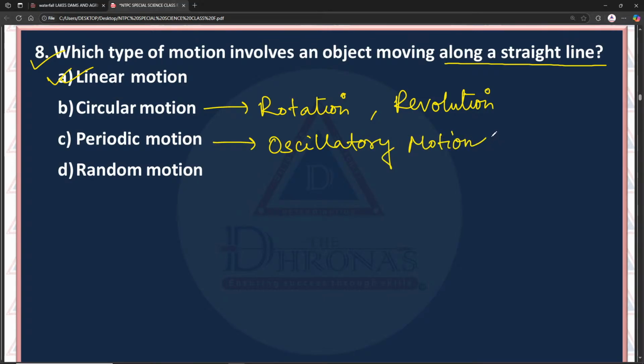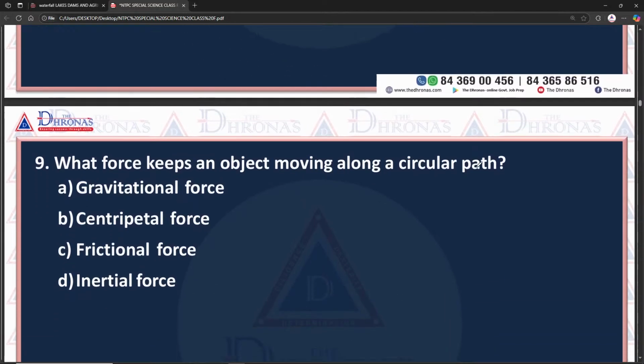जैसे कि simple harmonic motion या फिर motion of a pendulum. These are periodic motion. Now moving on to the next question, question number 9.